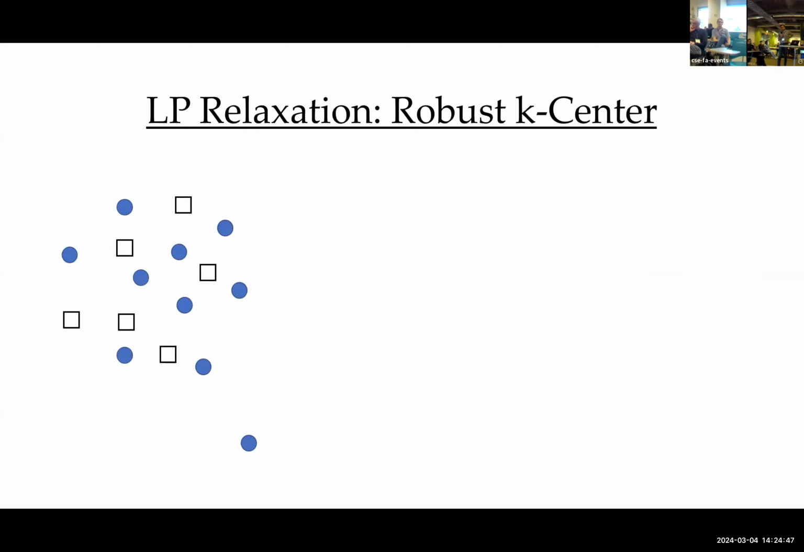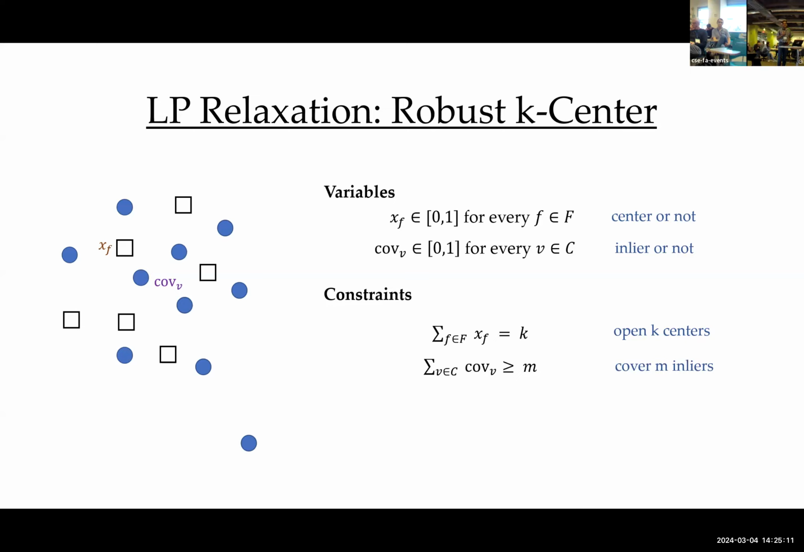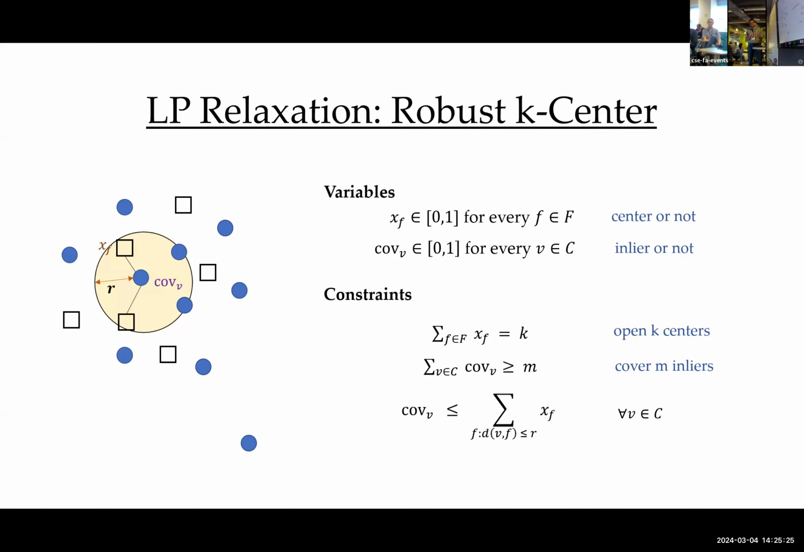Okay. So let's write what the LP is. I have a variable x_F for every facility, whether I open it or not. And I have a variable for every client, whether I'm going to be treating it as an inlier or not. What are the constraints? Well, the first constraint says I open K centers. The second constraint says I have to have at least M inliers, I have to cover at least M clients. And the thing that connects both of them is the following: if I take a client v and it is being covered, then I must open a facility within a ball of radius 1.